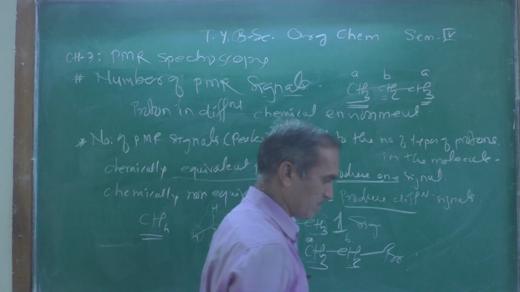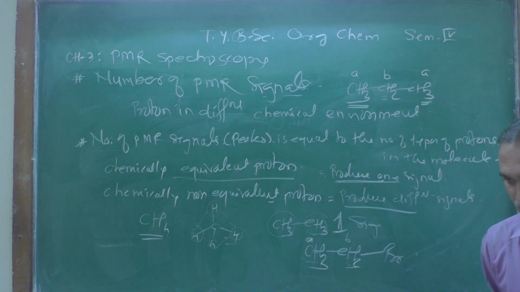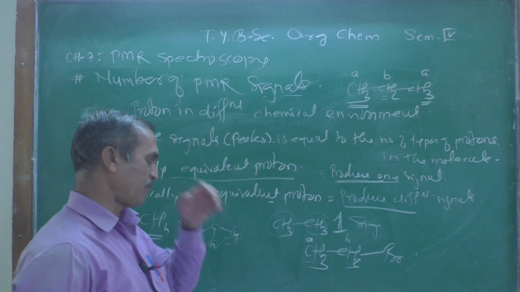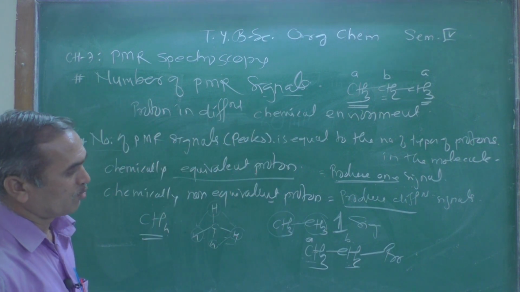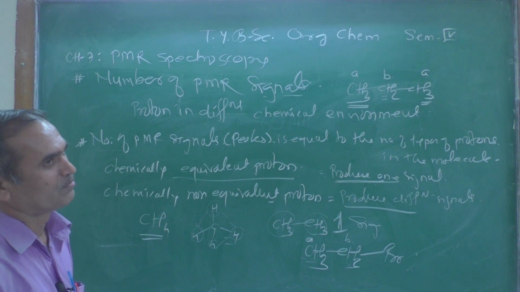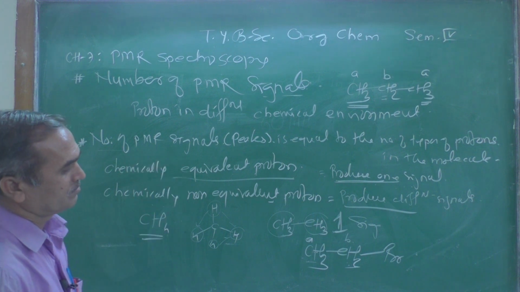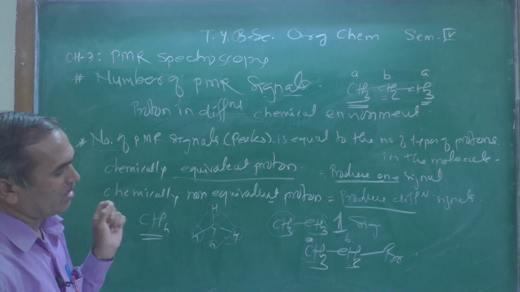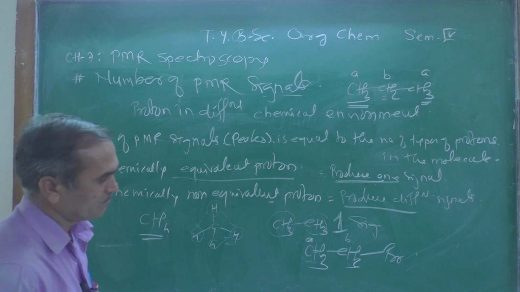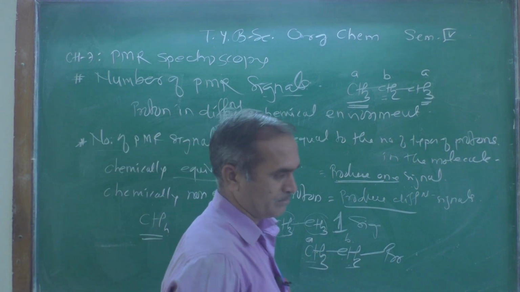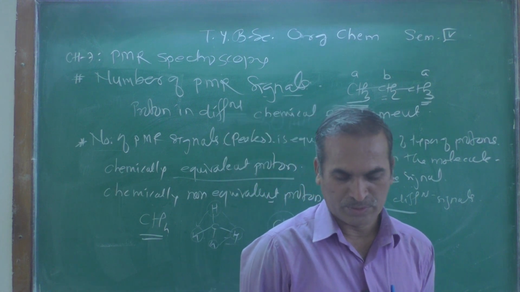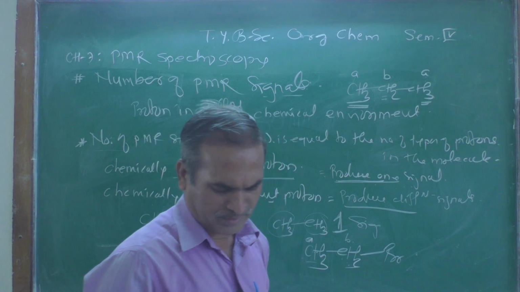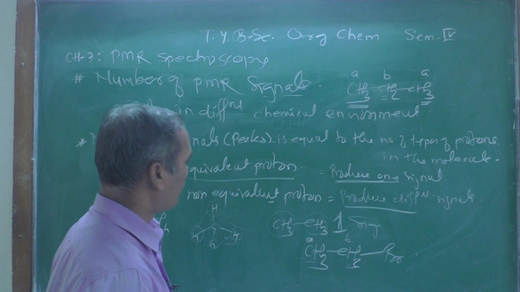So in ethyl bromide, if you record the spectrum, you will observe two peaks, one due to the methyl group and another signal due to the methylene group, CH2. So from this we can find out the number of signals in the molecule.